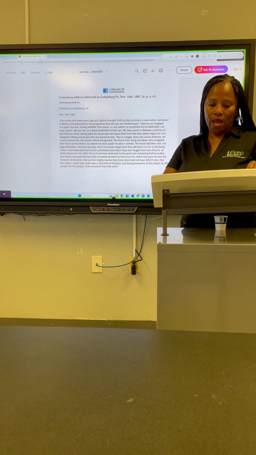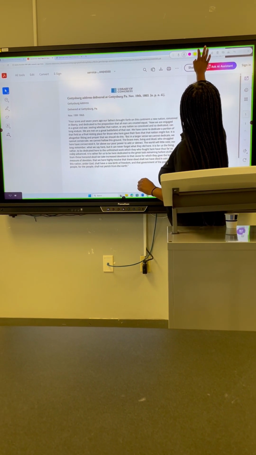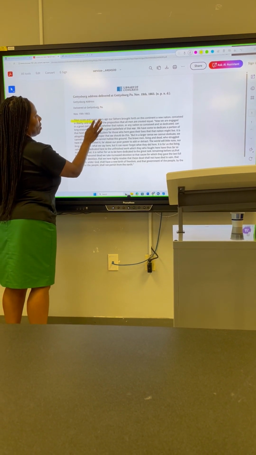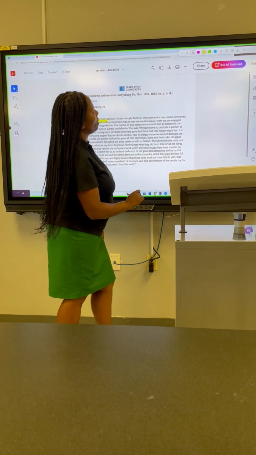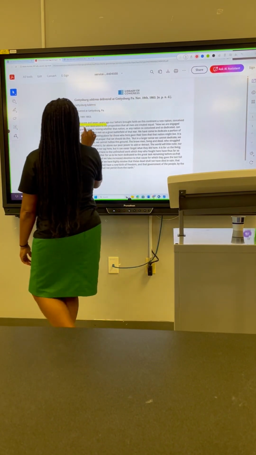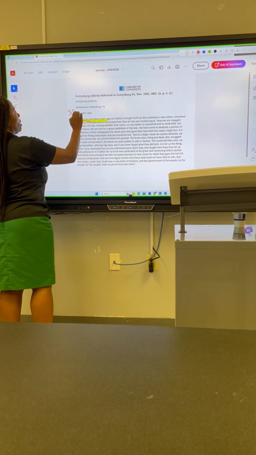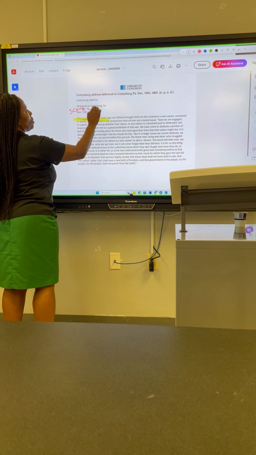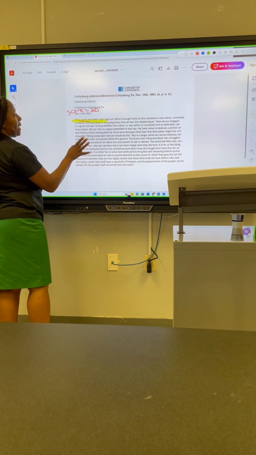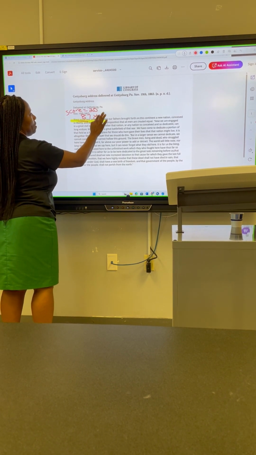So students, I want you to highlight "four score and seven years ago." And then I want you to annotate, what does that mean? So we know that a score is 20. So you would write score equals 20. And if we do the math, 20 times 4 is 80 plus 7, so it was actually 87 years ago.